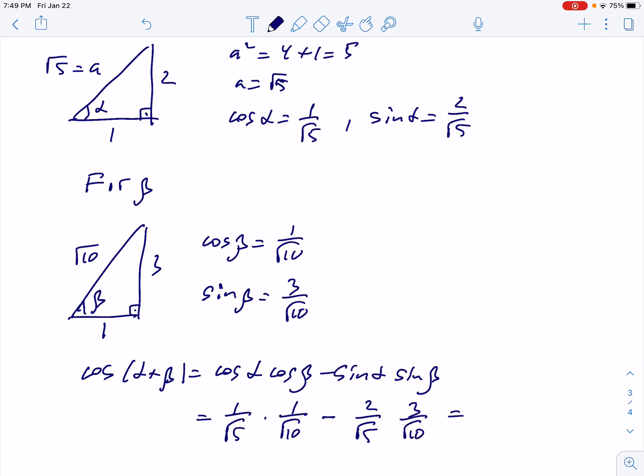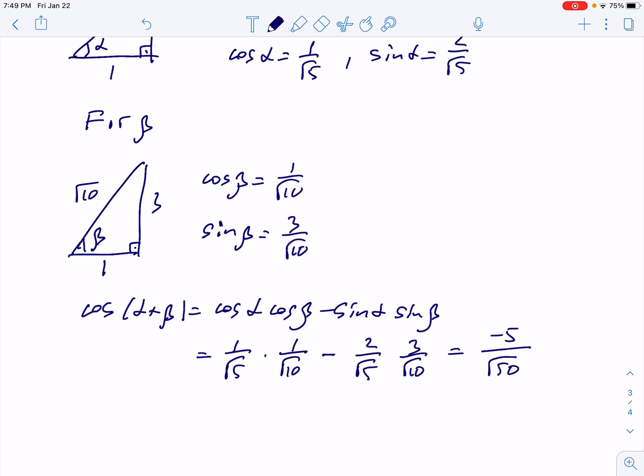Simplifying, common denominator will be root of 5 times root of 10, so this will be root of 50. What we have on the top? 1 minus 6, which is negative 5. It can be simplified even further, because 50 we can write 25 times 2. So root of 50 is root of 25 root of 2. So 5 times root of 2. And then we see that we have negative 1 over root of 2.